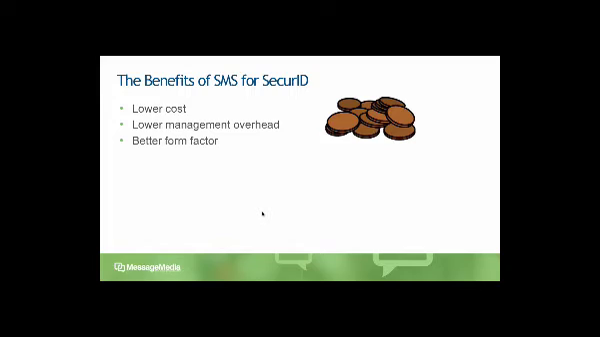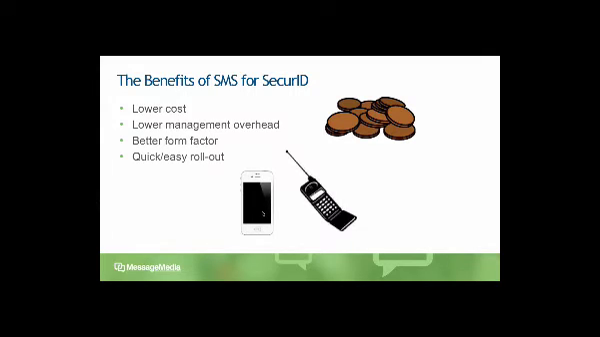And finally, the form factor. As we talked about, the mobile phone is probably the most universal form factor there is. Everybody's got one. Everyone carries one around. It's with us at all times. You can use both smartphones and dumb phones. Any mobile phone that is SMS capable is going to be usable for SecurID and for two-factor authentication. So again, no need to worry about everybody being on an iPhone or an Android device. Any phone will work. And then finally, quick and easy rollout. As we'll talk about in the configuration section of this webinar, it's very straightforward to configure SMS for SecurID, and it's very easy to generate one-time passcodes via SMS. So all in all, it makes for a better user experience.